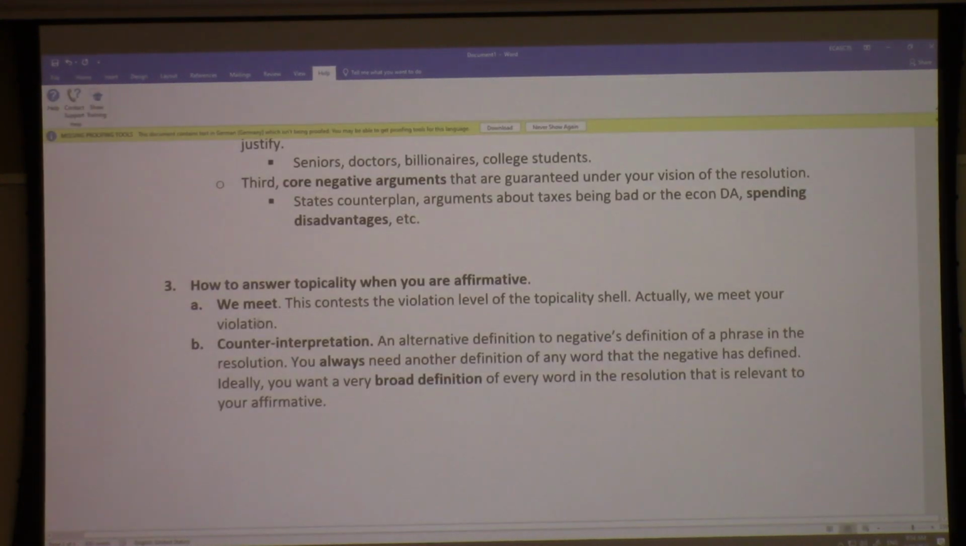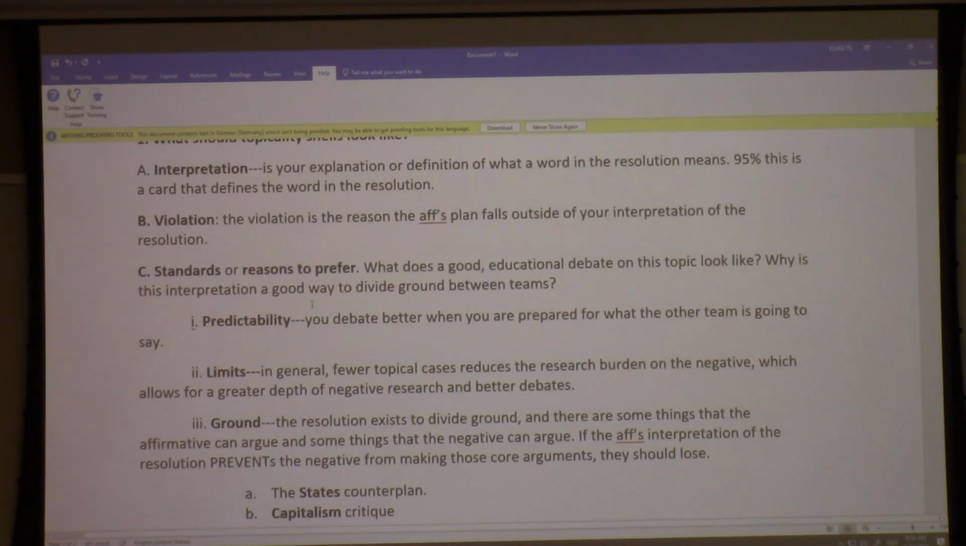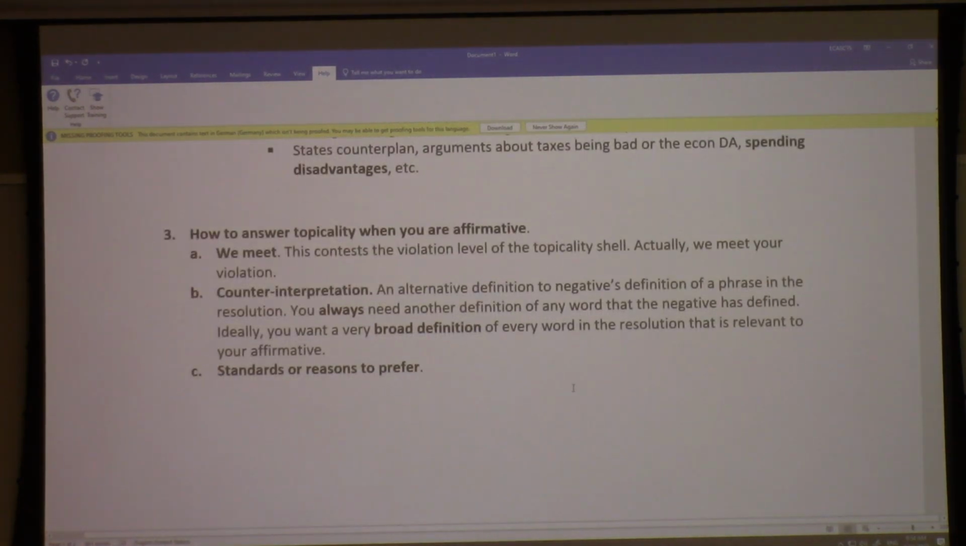So the first part we need is the second part, a counter-interpretation that is counter-defined in the resolution. The third thing is standards, or reasons to prefer, once again. Just like what the negative did earlier, the negative has reasons to prefer a particular definition of the resolution, and the affirmative needs those same standards for themselves. Most standards will be about aff innovation and predictability.